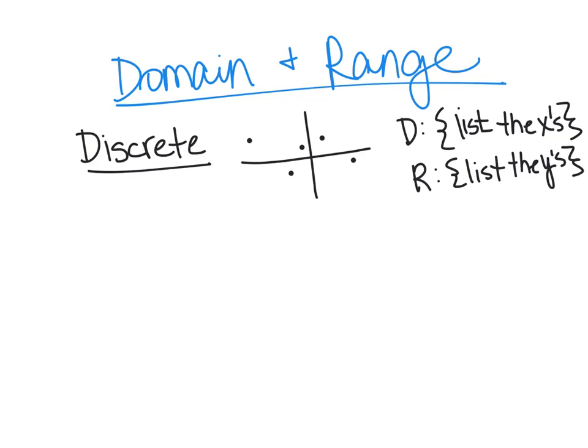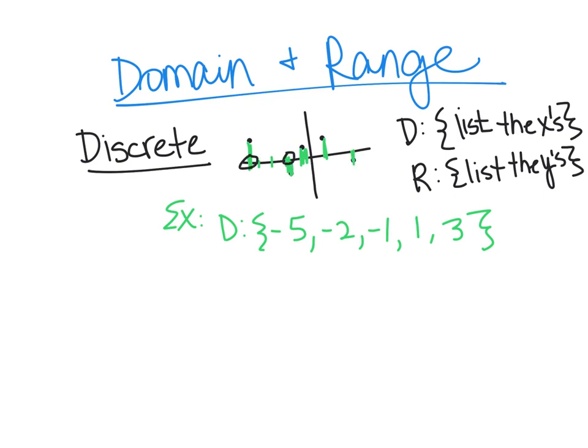Okay, so for example, our domain for this particular graph would be -5, -2, -1, 1, 3. So I have a point right here, right here, right here, on these points, right at those numbers on the x-axis. Okay, those are the numbers that we're using.